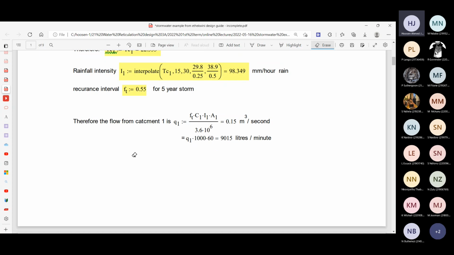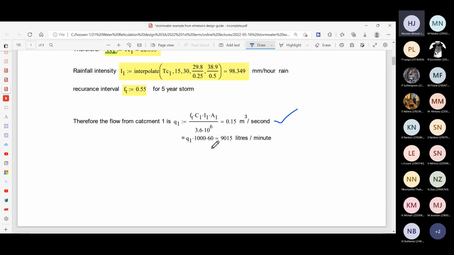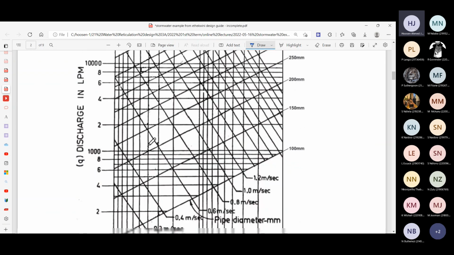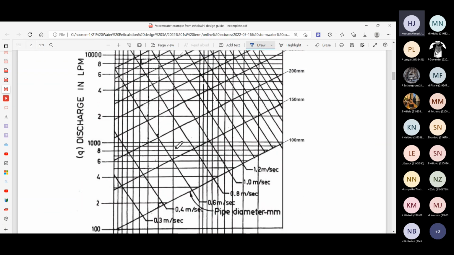Once we've decided on this, once we have that flow, the 0.151 or 157 liters per second, whatever, and that intensity that we've worked out, this is now similar to what you've done in your sewer calculations. You converted it to liters per minute. You're familiar with this chart, this nomograph. You can use this nomograph to get an idea of what pipe would be adequate.